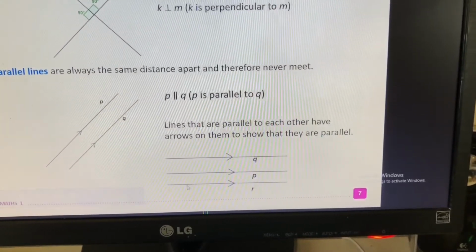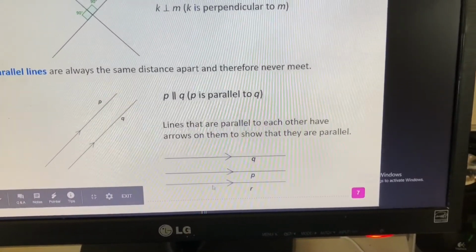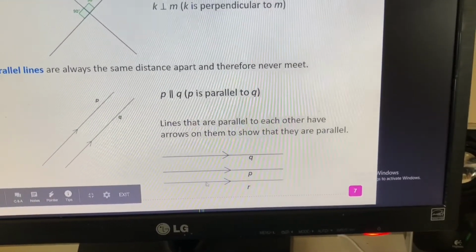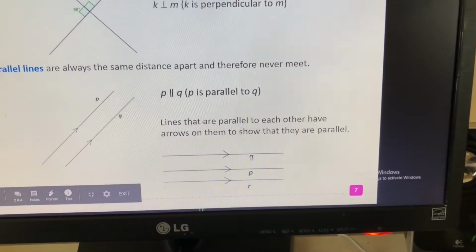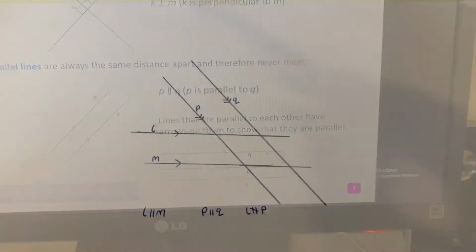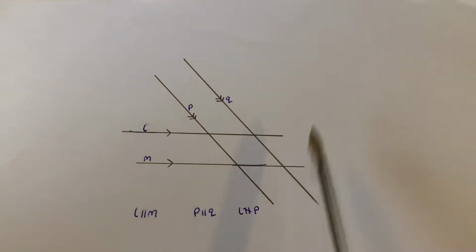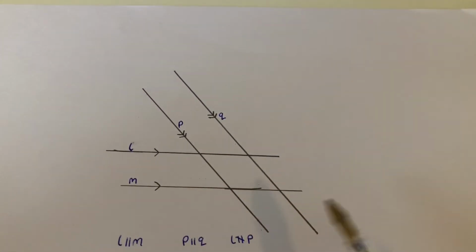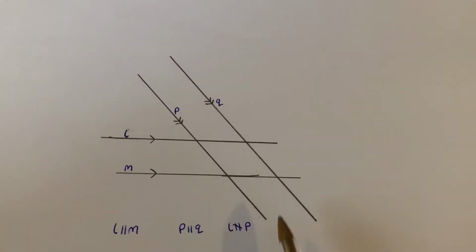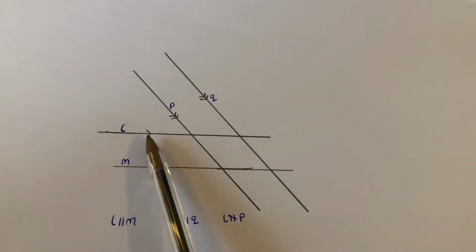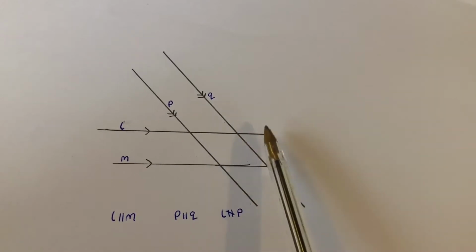The distance between R and P is the same all the way along. The distance between R and Q is the same all the way along. The reason why I've said about having the same number of arrows can be demonstrated in this representation here. Notice that we have 2 lines L and M that are evidently parallel.